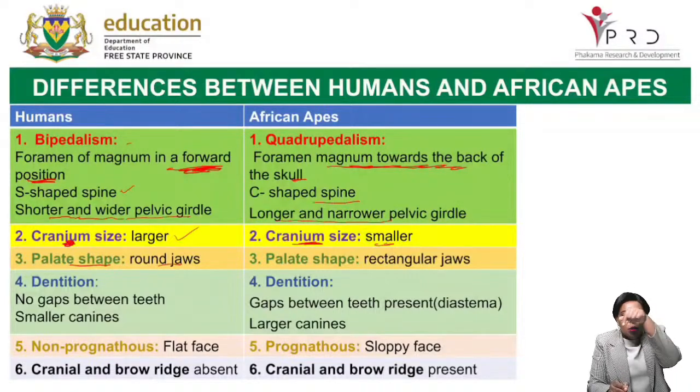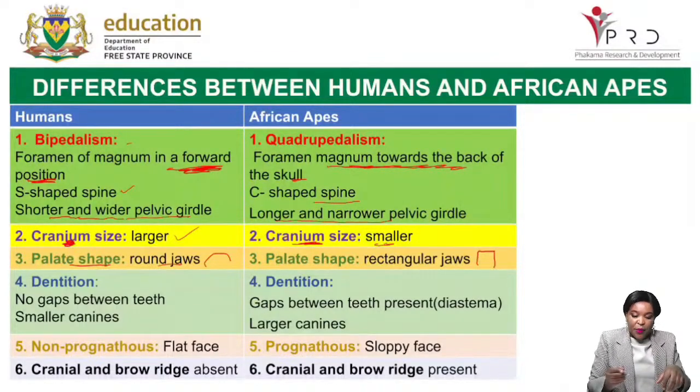The palate is the arrangement of the jaws. For the humans, it's more rounded, but the palate of the African ape is more rectangular. The dentition: we don't have gaps between our teeth. So even if you have a gap, it's not a big gap that can be called a diastema. However, they have gaps present between their teeth, and it is called a diastema.